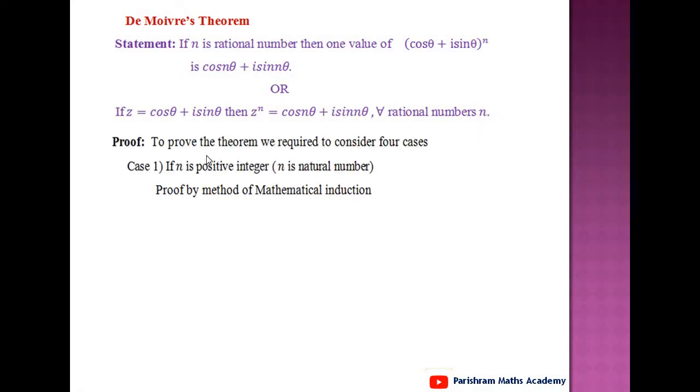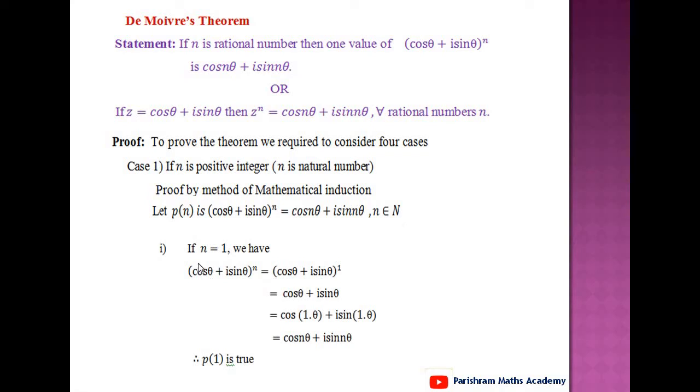Proof. To prove the theorem, we need to consider four cases. Case first, if n is a positive integer, that is, n is a natural number. Prove by the method of mathematical induction. We can take P(n): (cos theta plus i sin theta)^n equals cos of n theta plus i sin of n theta. We can prove this result by using mathematical induction.